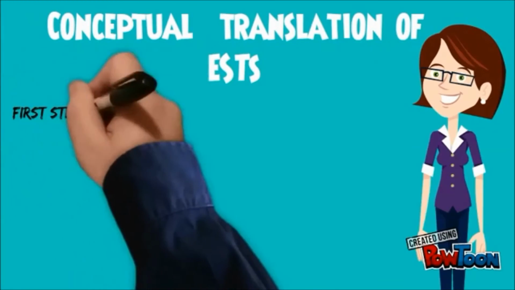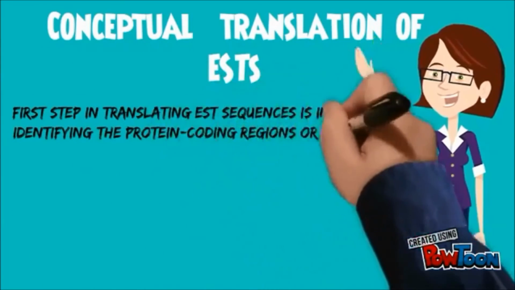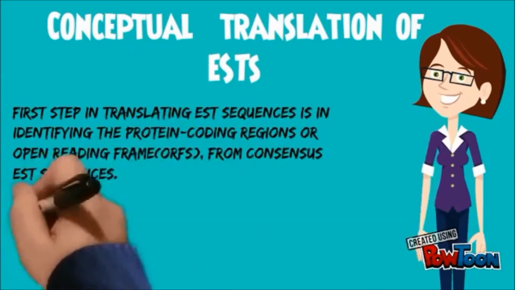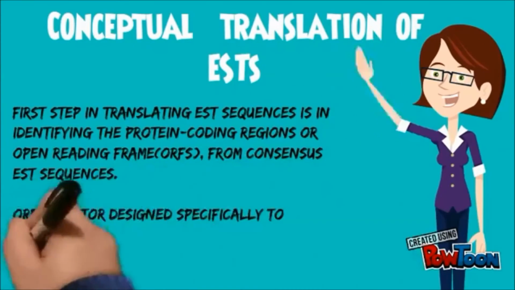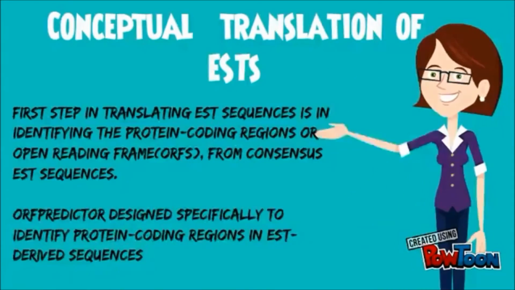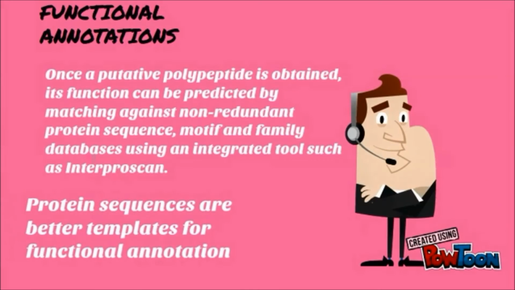The first step in translating EST sequences is identifying the protein coding regions, or open reading frames, from consensus EST sequences, or using a predictor designed specifically to identify protein coding regions in EST-derived sequences. Once a putative polypeptide is obtained, its function can be predicted by matching against non-redundant protein sequence, motif and family databases using an integrated tool such as InterProScan. Protein sequences are better templates for functional annotation.